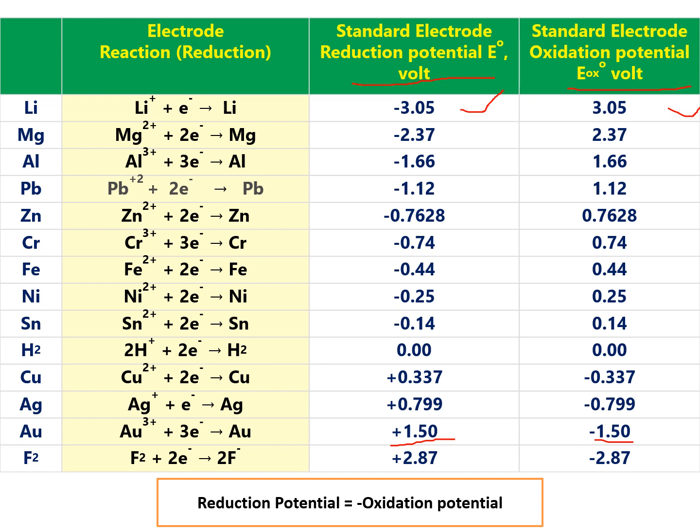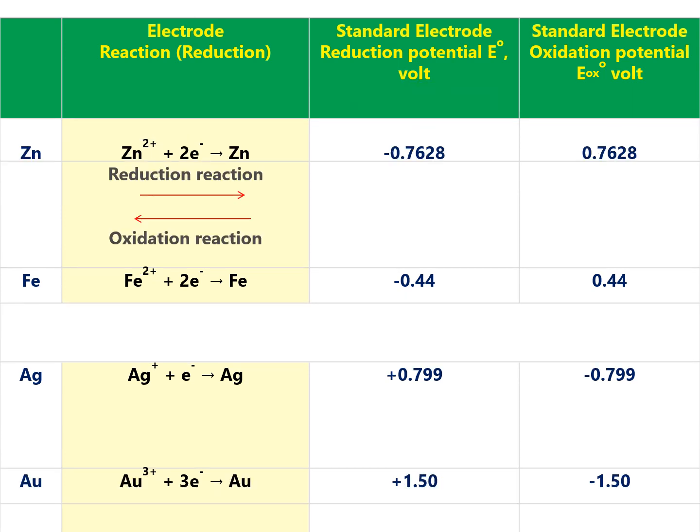So how can you understand this table? What are these values? Let's take some examples. For example, zinc 2+ plus 2 electrons converts into zinc. Zinc 2+ goes from the 2+ state to the 0 state, which means the oxidation number is decreasing. That's why it is called reduction. Accepting electrons is called reduction. So the reduction potential value is minus 0.7628, and the oxidation potential can obviously be written as plus 0.7628.